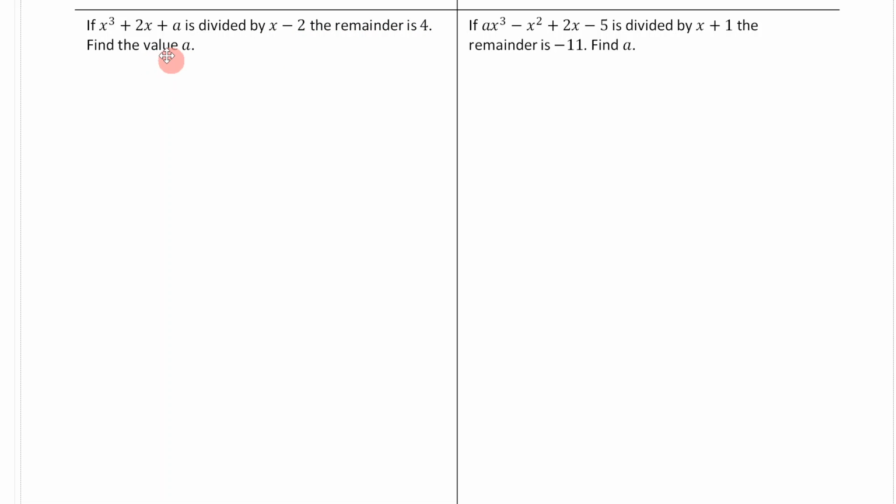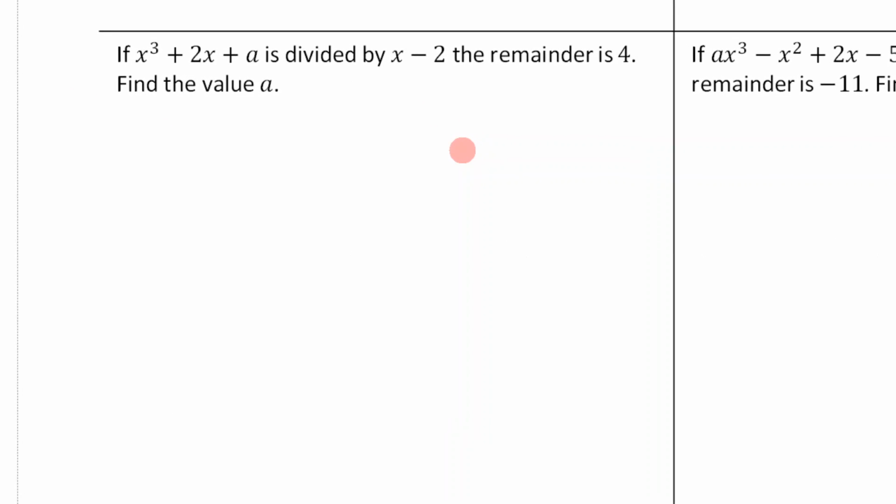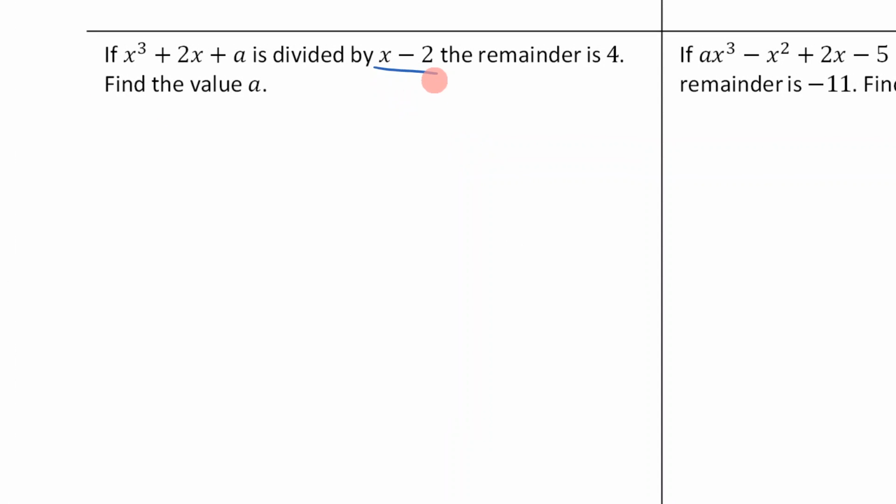Find the value of a. Okay, so we're going to do the same steps again. But let me not write step 1 and step 2. Let's just work through this more naturally here. So we know that this is my divisor. I'm going to set it equal to 0, and that means x is going to be equal to 2. Now I know that I'm going to be substituting that into this right here.